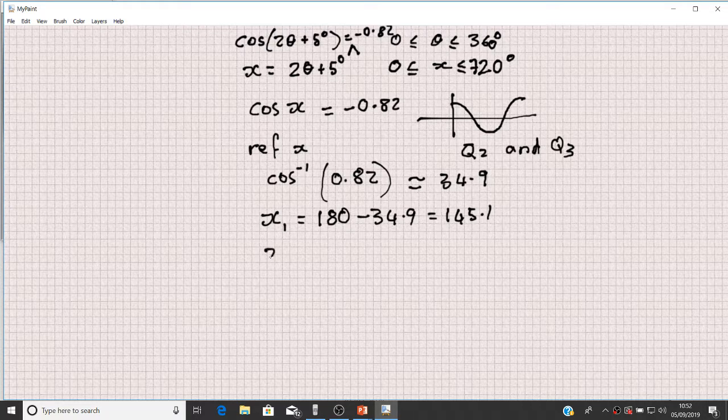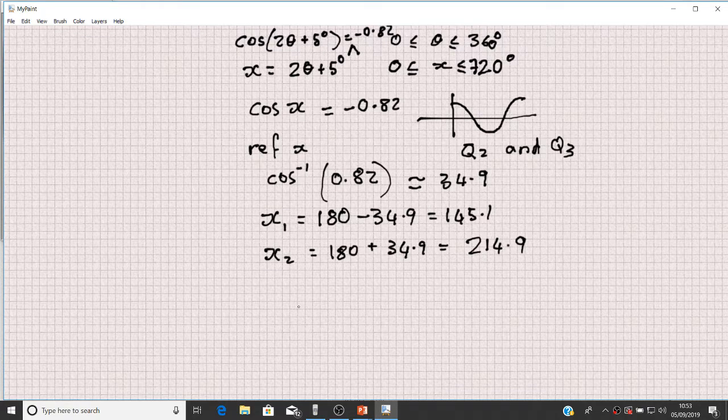The second x, which we're looking for, is in Q3, so it's 180 plus 34.9, and that gives me 214.9.